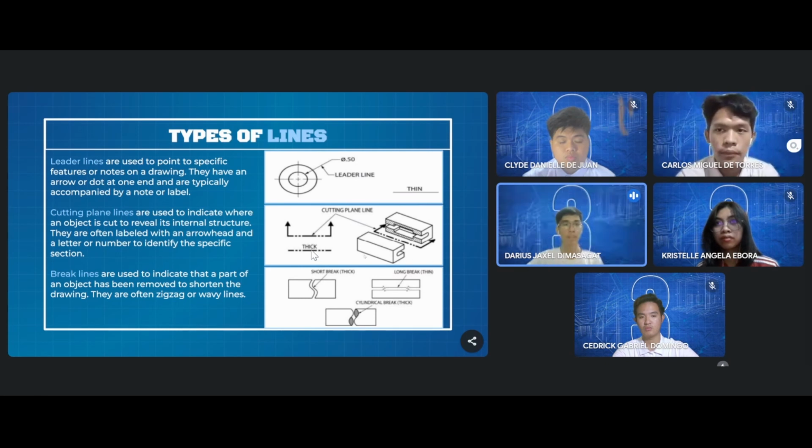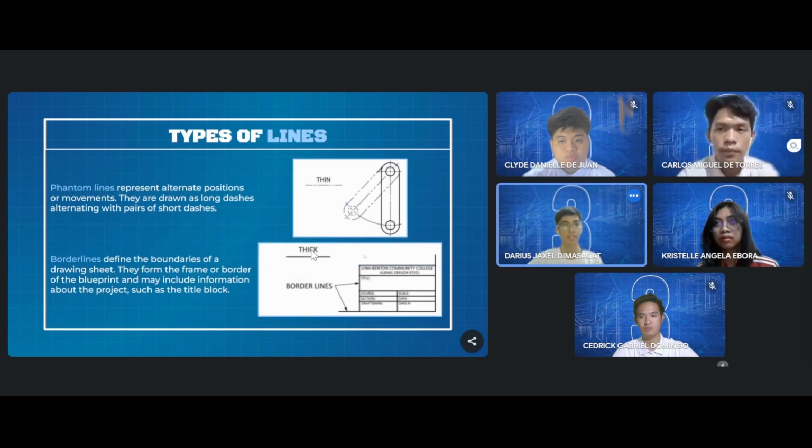Now, for the last two lines, we have phantom lines and border lines. Phantom lines represent alternate position or movements. They are drawn as long dashes alternating with pairs of short dashes, while border lines define the boundaries of a drawing sheet. They form the frame or border of the blueprint and may include information about the project, such as the title block.